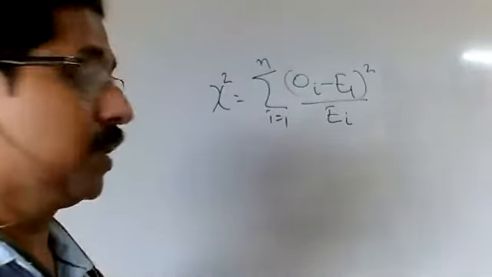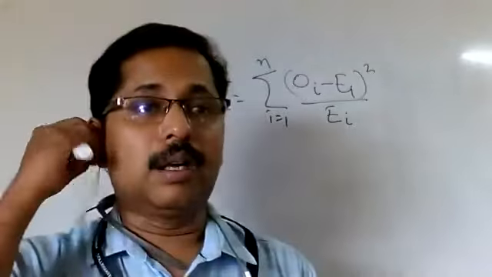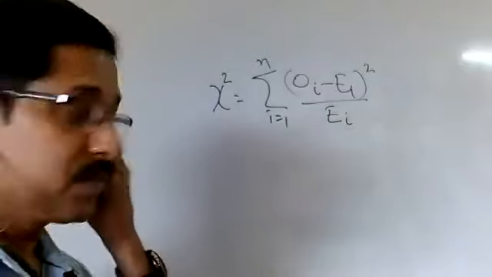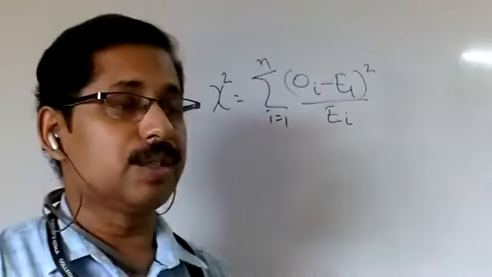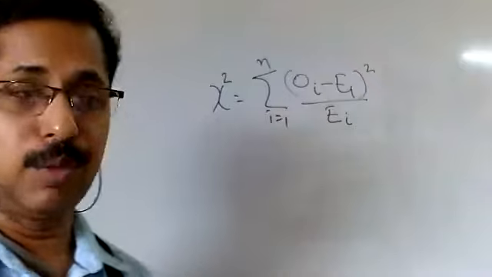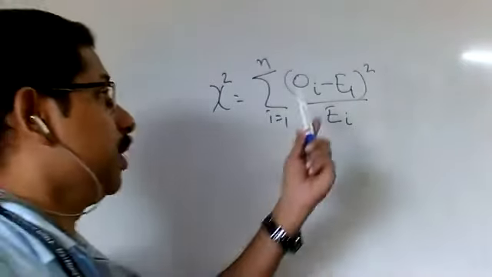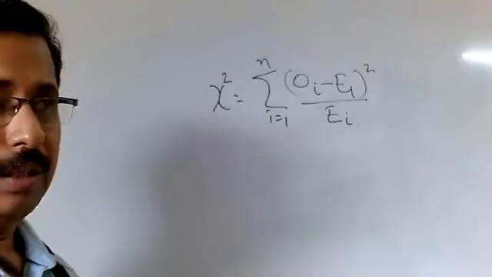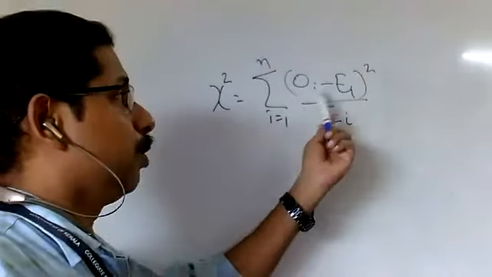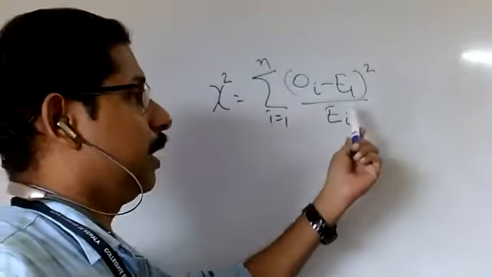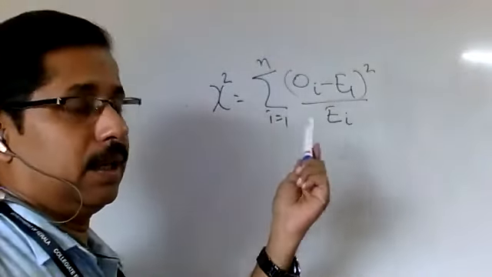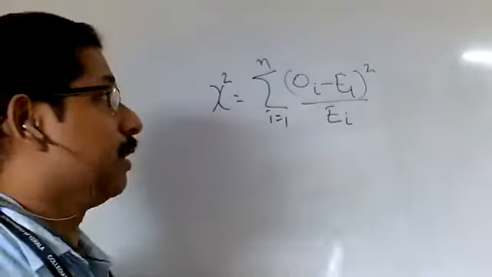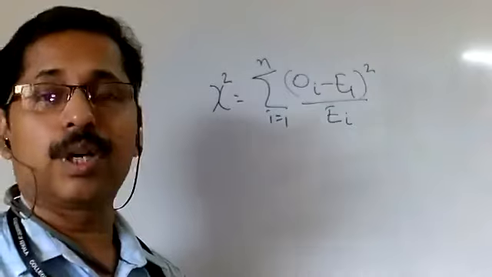So last class you have seen the computation formula for the chi-square statistic: chi-square equals sigma i is 1 to n, (Oi minus Ei) whole square by Ei, where Oi means observed value and Ei means expected value. You find the difference between Oi and Ei, take its square, divide by Ei, and add all these values over every cell. You will get a value. That value is called the chi-square calculated value.